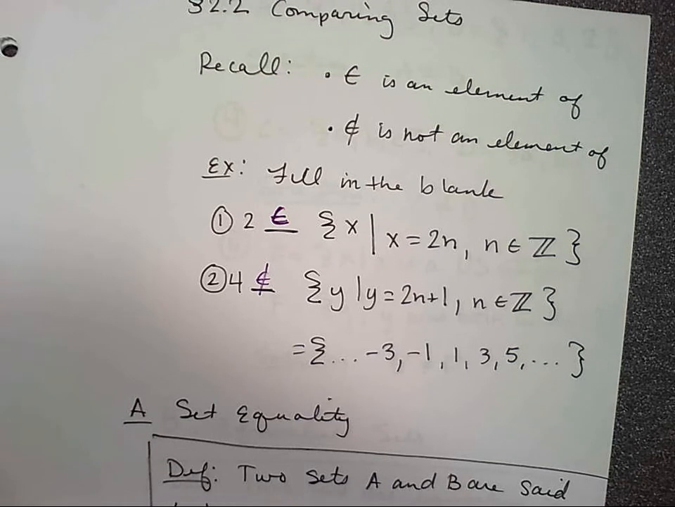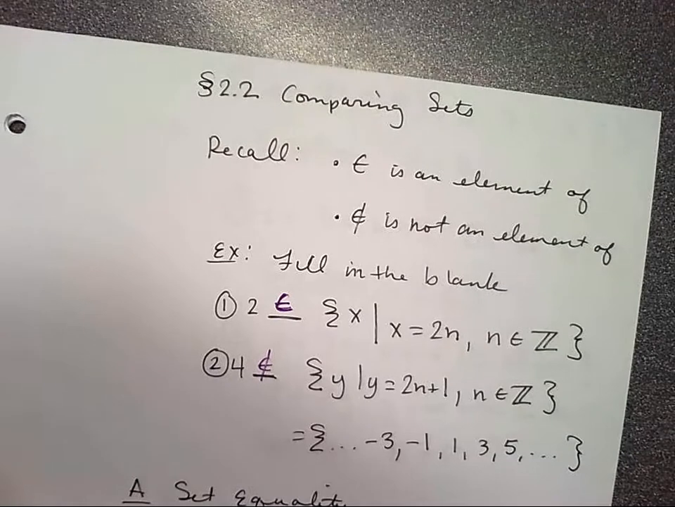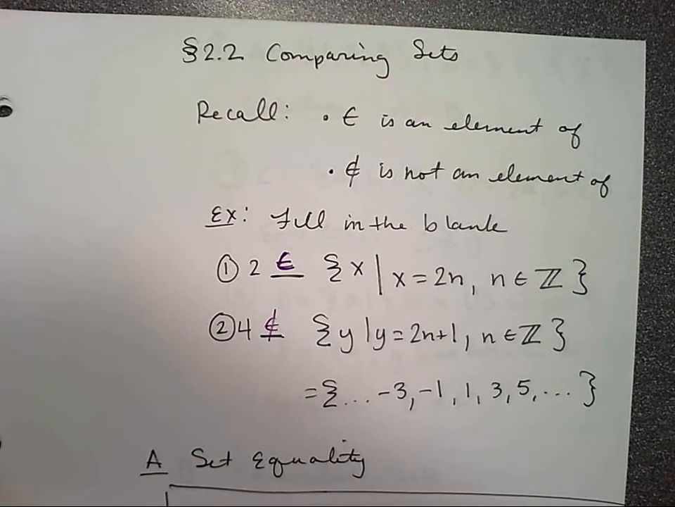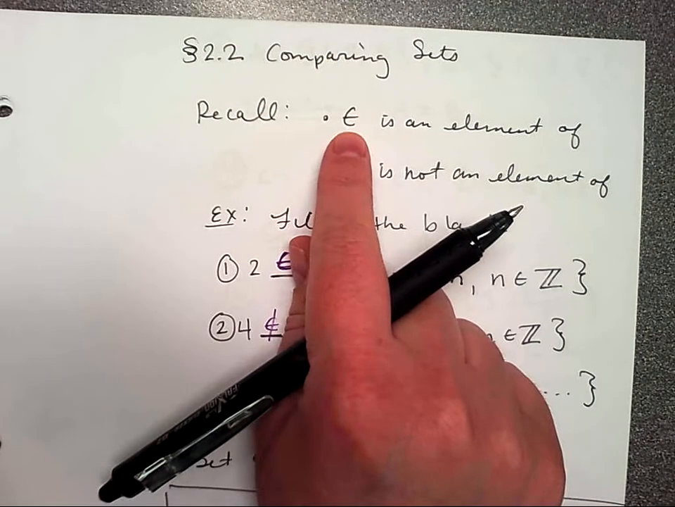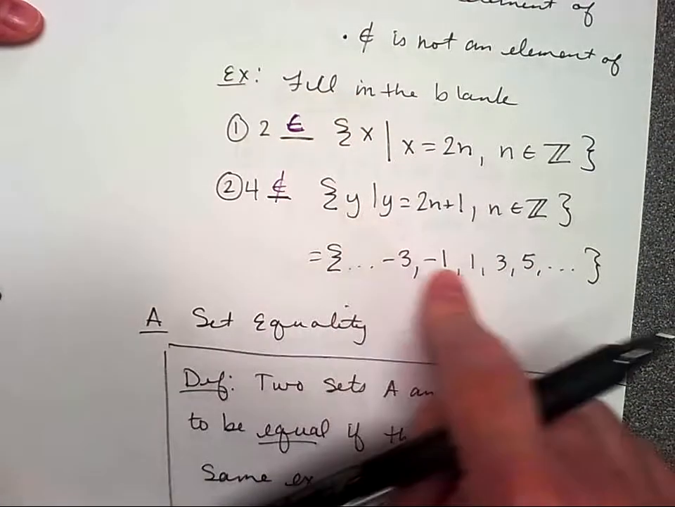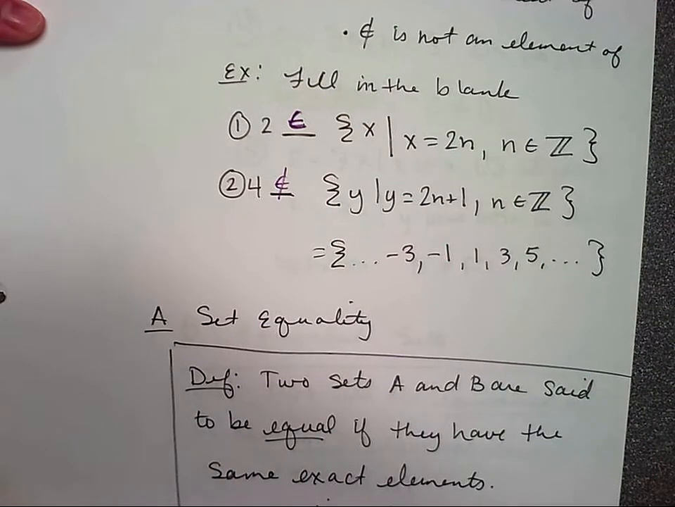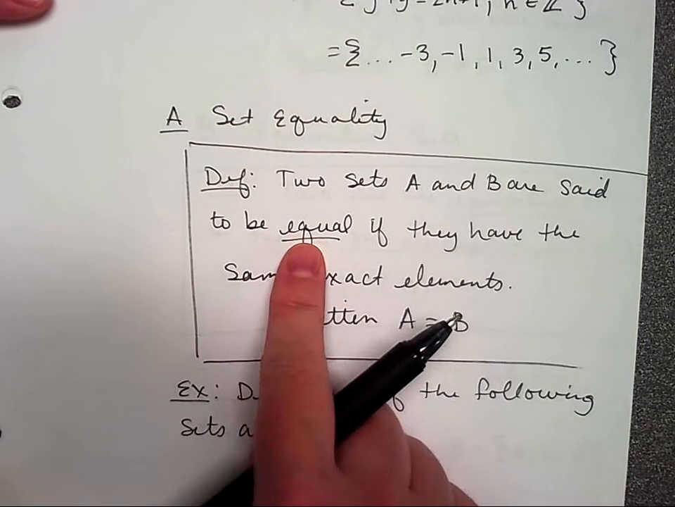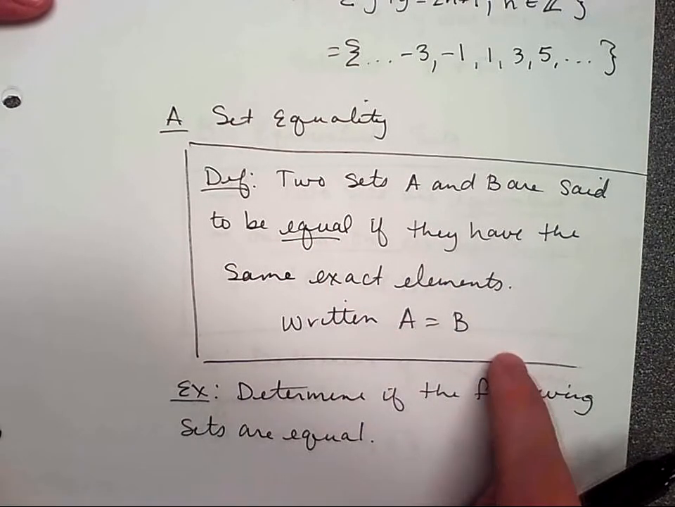Let's finish up 2.2, and then we'll have time for questions. Okay, so in 2.2 we started talking about comparing sets. We talked about this symbol, which means is an element of and is not an element of. And then we did a couple examples with that, right? Then we talked about set equality. We said two sets are equal if they have the exact same elements.